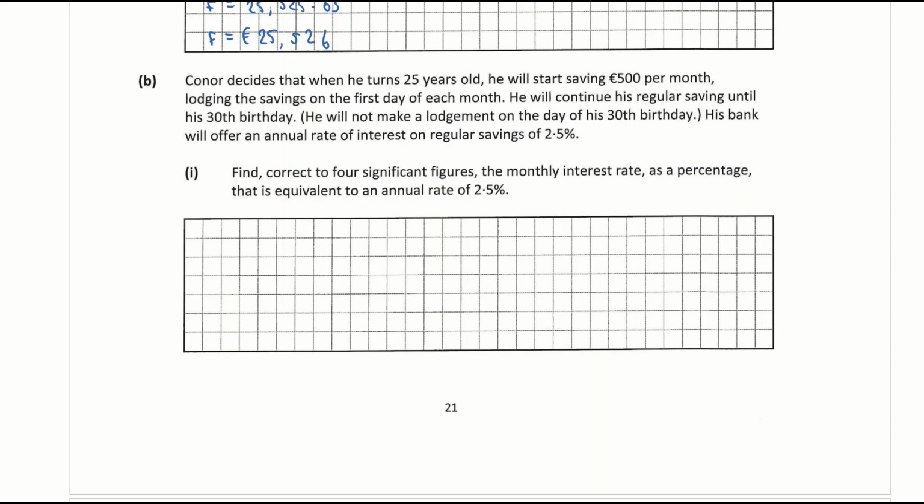Okay, so these are equivalent interest rates. So let's see what we have. We have the yearly rate, which is 2.5%, isn't it? Isn't that what we're given in the question? So we have our yearly rate, which is 2.5%, and we're basically now trying to find out what is the equivalent monthly rate.